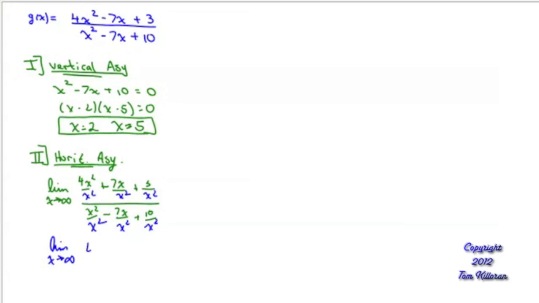As x approaches infinity, you get 4 minus 7 over x plus 3 over x squared, all divided by 1 minus 7 over x plus 10 over x squared. Anything with an x left in the bottom goes poof. It gets really, really insignificant. And we're left with a 4 in the top and a 1 in the bottom, which is 4 over 1, better known as 4. So our horizontal asymptote is going to have an equation of y equals 4.